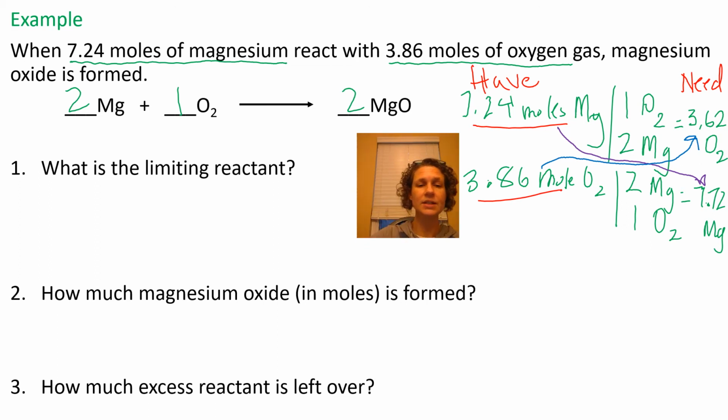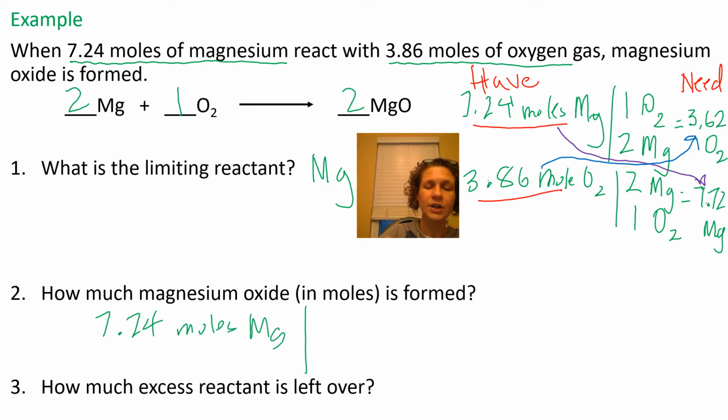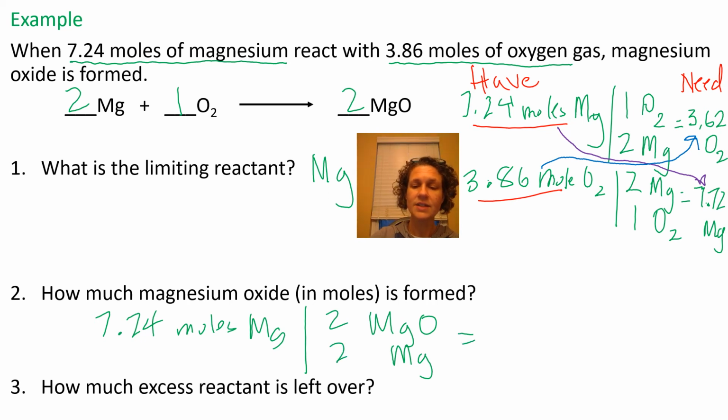So what is the limiting reactant? It is magnesium. It is the one I'm going to run out of first because I need more than I have. Then the second question, how much magnesium oxide in moles is formed? The amount of product always depends on the limiting reactant. So you're going to use the amount of limiting reactant that you have, which is the 7.24 moles Mg, and you're going to convert it into MgO. This is pretty easy math because you've got a 2 to 2, or 1 to 1, ratio. So if I had 7.72 moles of magnesium, that's how many moles of magnesium oxide I can also get.